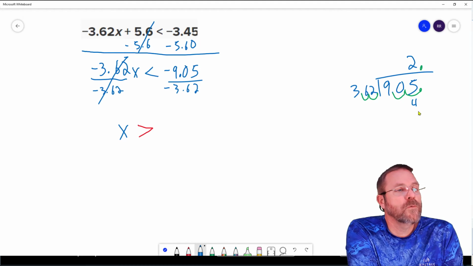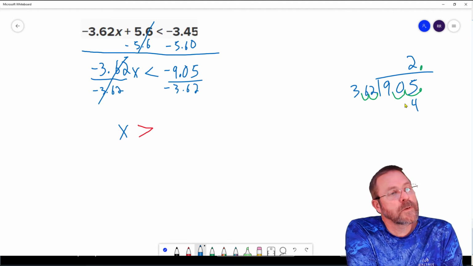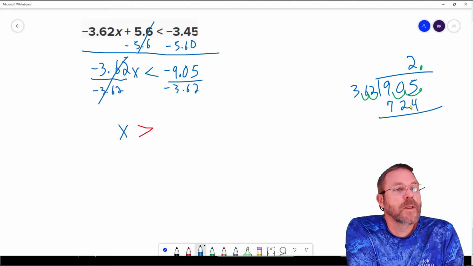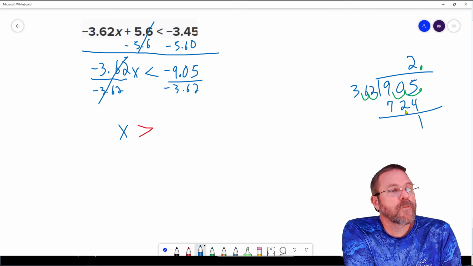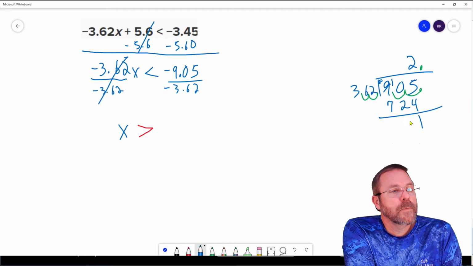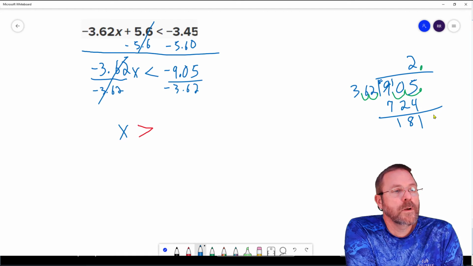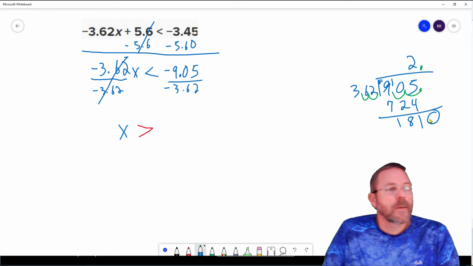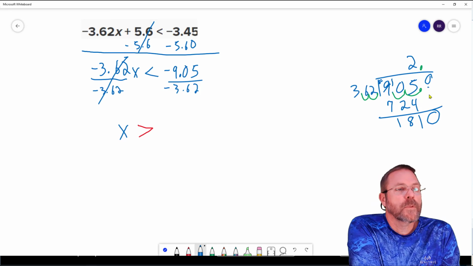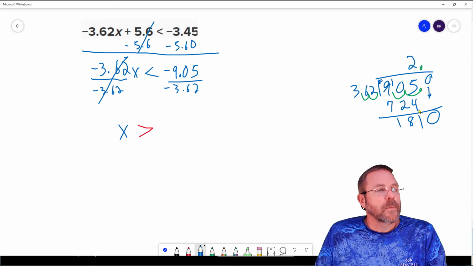2 times 2 is 4. 2 times 6, that's going to end up being 12. And then 2 times 3 is 6 plus 1 is going to be 7. I'm going to subtract that out. I'm going to have a 1. I'm going to do some borrowing here. 10 minus 2 is 8. And then 8 minus 7 is 1. So I've got 181, which I'm going to have to annex in the 0 and bring it down. Now I'm going to say how many times does 362 go into that?